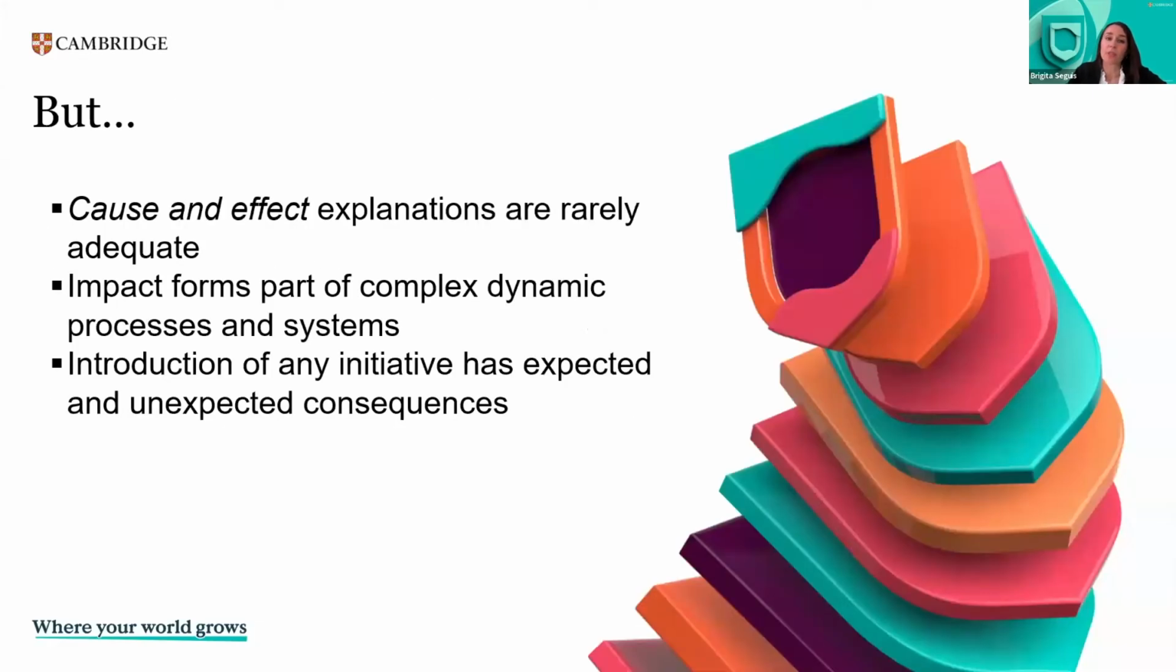So what I tried to show you is that cause and effect explanations are actually rarely adequate. Because impact forms part of a very complex and dynamic set of processes and systems that we have to think about whenever we think about educational interventions. And any initiative, as I said, whether it's the introduction of a new test or a new learning resource, will have both expected and unexpected consequences. It is also important to bear in mind that these things do not exist in isolation. So often when we think about the impact of a test, we also need to look at things like curriculum, teaching, learning resources, and how all of these things fit together.